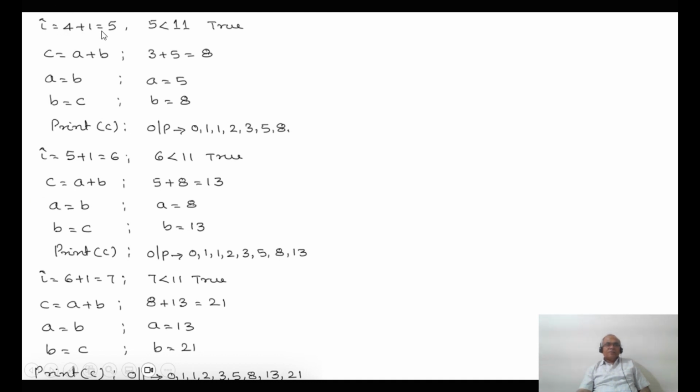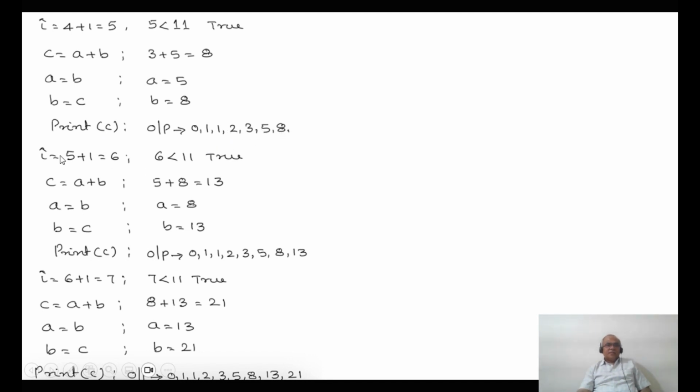I is equal to 4 plus 1 is equal to 5. Is 5 less than 11? Condition is true. C is equal to A plus B. So this is where I made a mistake. After considering 5, it went to 13. It is 8. So 3 plus 5 is equal to 8. So A is equal to 5. B is equal to C is equal to 8. So the output is 0, 1, 1, 2, 3, 5, 8.